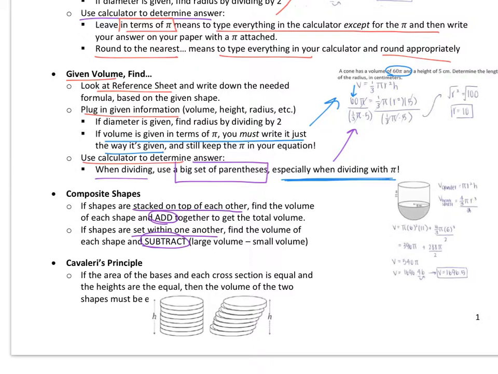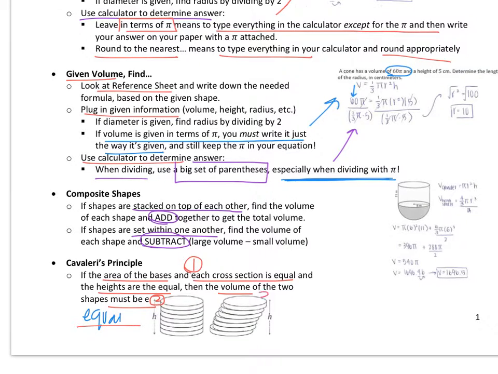Now there's also something else called Cavalieri's Principle. This has yet to come up on an exam, but it's been on sample questions released by the state, and so we just want to make sure that we make mention of this. It says if the area of the bases and each cross-section is equal, that's step 1. The area of the bases and cross-sections are equal. And the heights are equal, that's step 2. Then the volumes must be, this got cut off, it says must be equal. If yours is cut off on your paper, please fix it. Make it say must be equal.